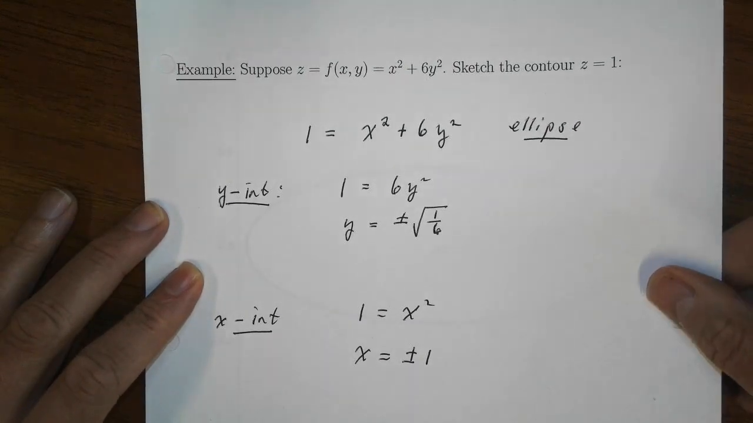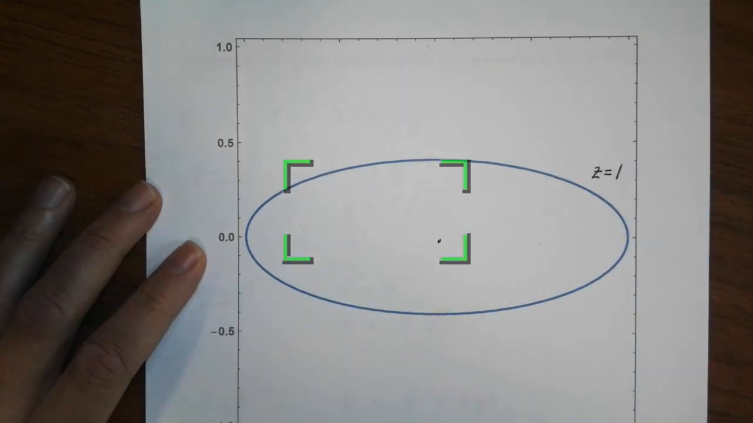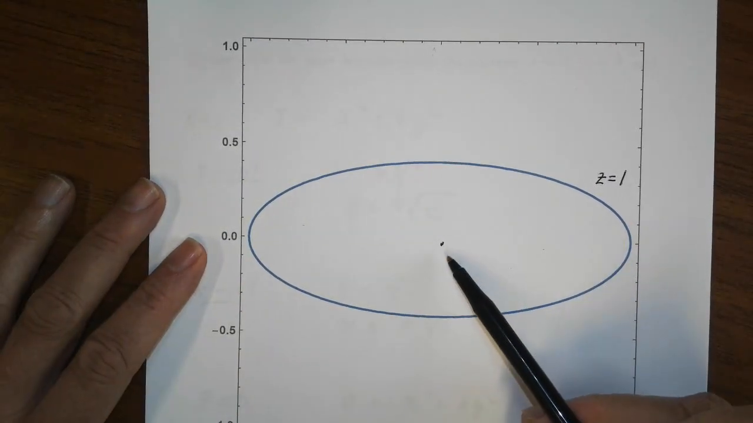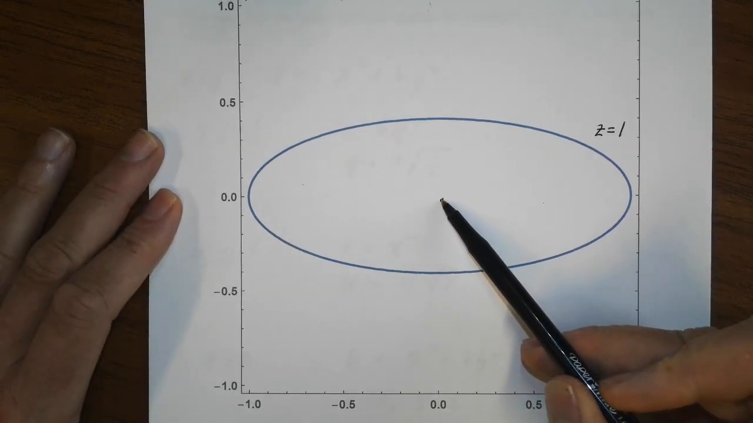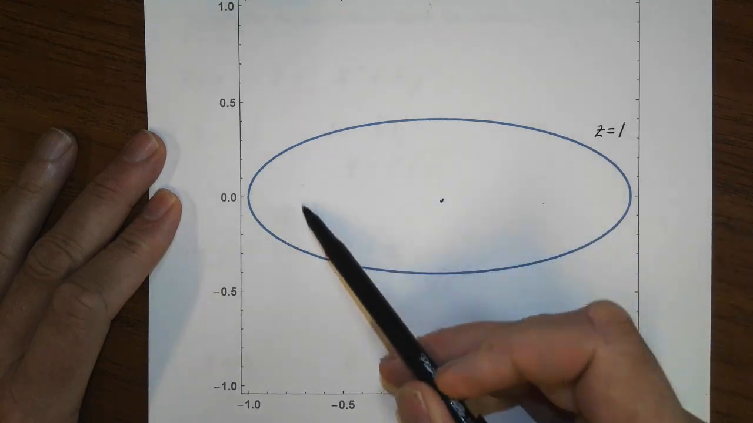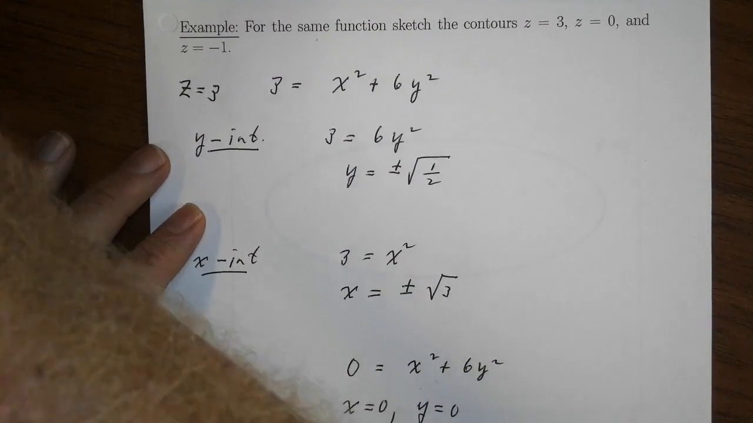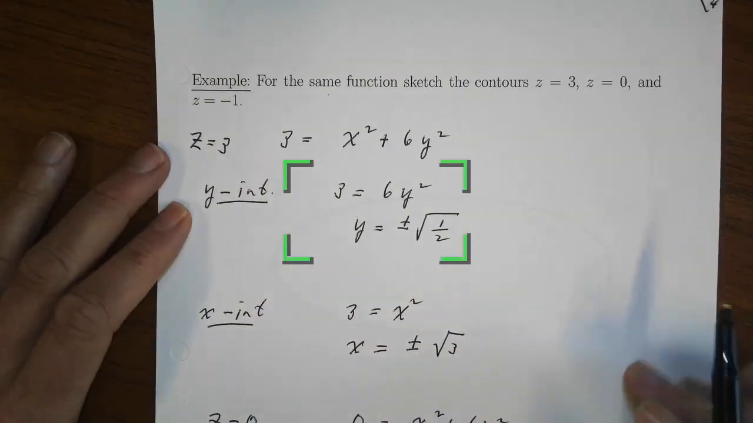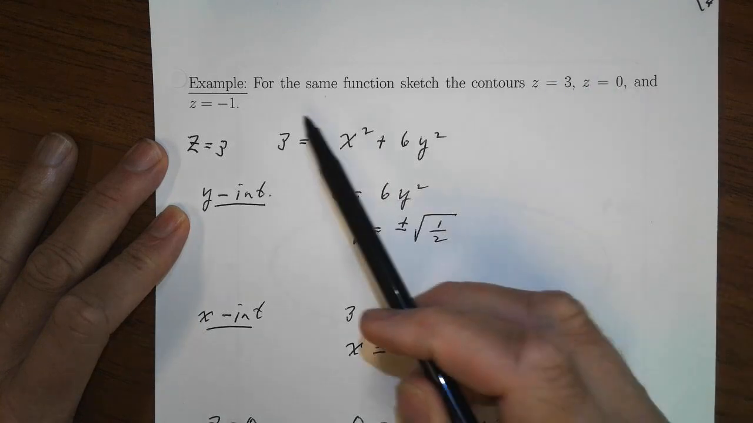So those would be the intercepts of my ellipse, and if I graph the ellipse as a whole, it would look something like this. In terms of my axes, my origin is right there. So this would be the contour z = 1. It's an ellipse. Let's take a look at some more contours. For the same function, sketch the contours z = 3, 0, and -1.